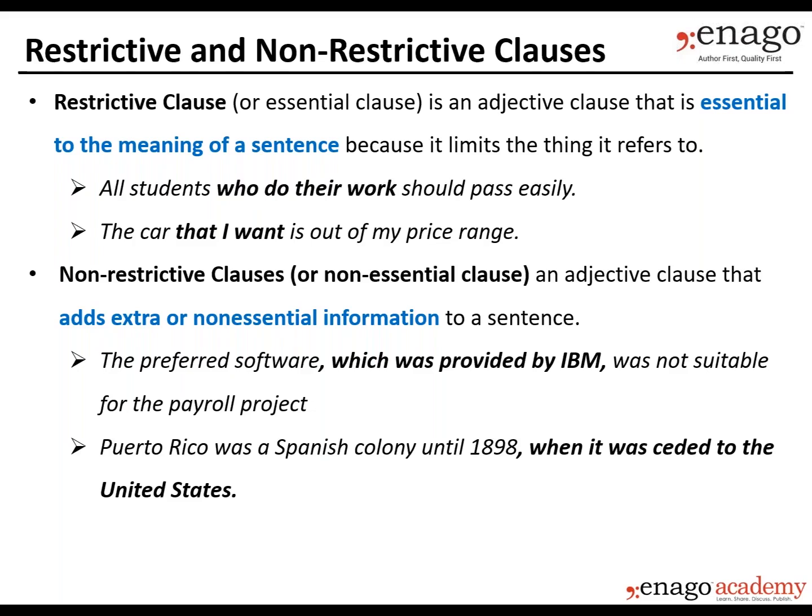Then there are non-restrictive, or non-essential, clauses, where the information is not necessary. So the preferred software was not suitable for the payroll project. The point is that it's not suitable, and the fact that it was provided by IBM is possibly relevant, but likely not. It might be irrelevant for the next decision that you take. And Puerto Rico was a Spanish colony until 1898.